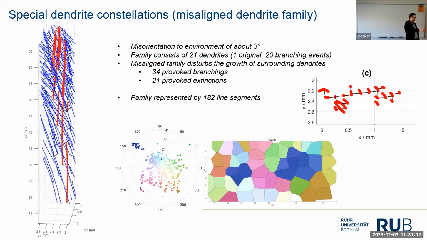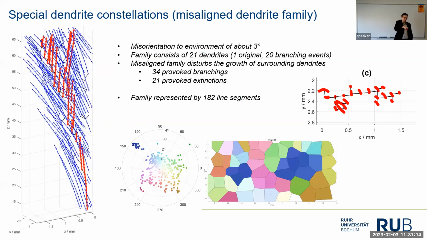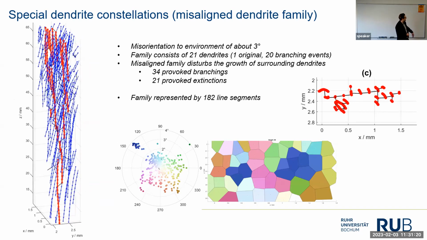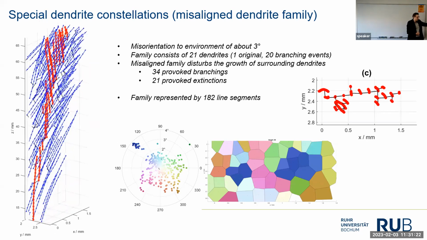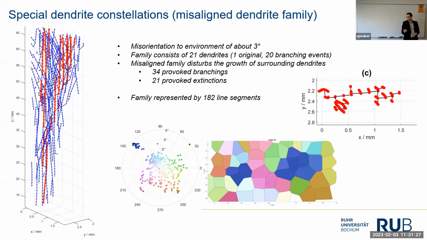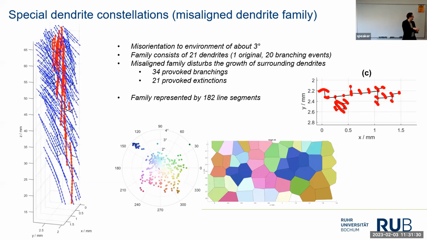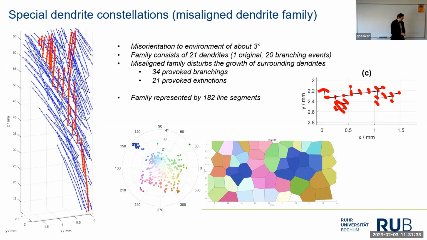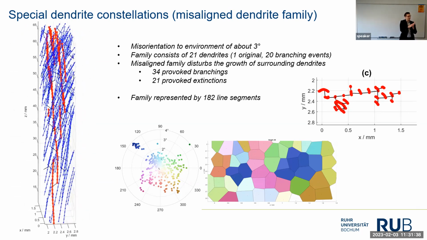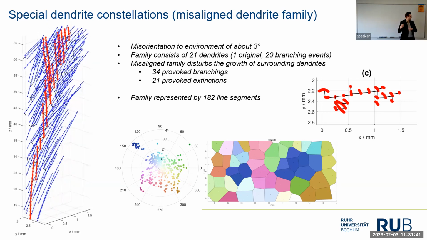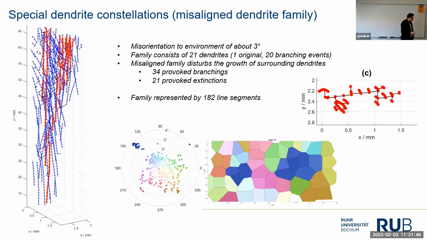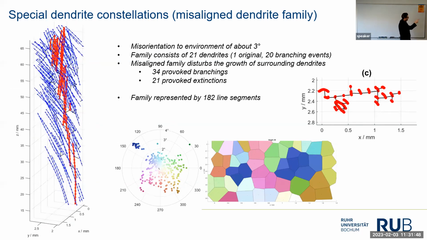Maybe we are not interested in the interaction with the mold wall, but in the intrinsic competitive growth of dendrites. So what we did here is we searched for dendrites that are misoriented compared to their surroundings. So this red dendrite here is completely misoriented, and completely means like 3 degrees misoriented to its surroundings. And we were very surprised to see what happens, because usually people think if there's an individual dendrite misaligned, it gets extinct. It is like a fish swimming up the river, right? It doesn't stand a chance against the velocity of the river. But actually, it's not what's happening.